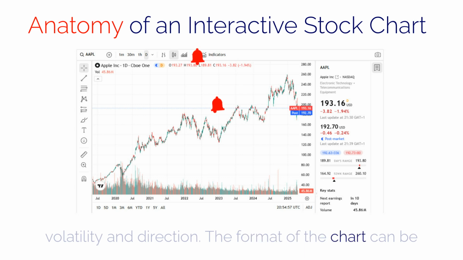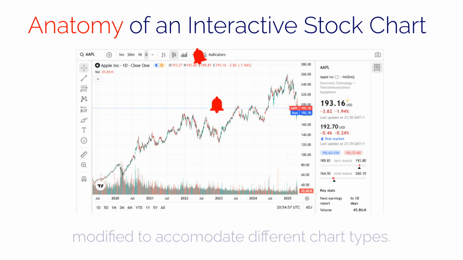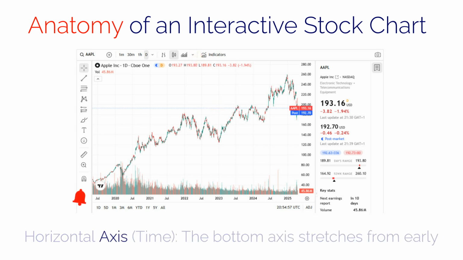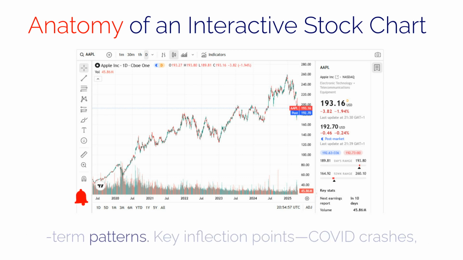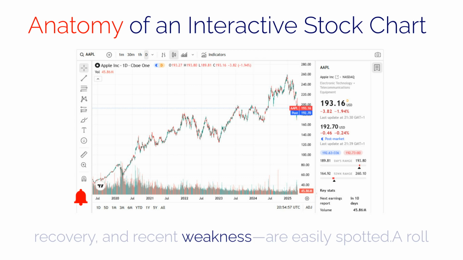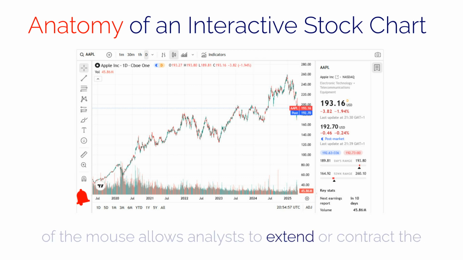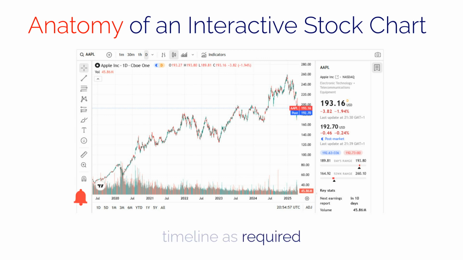The format of the chart can be modified to accommodate different chart types. Horizontal axis, time. The bottom axis stretches from early 2019 to 2025, enabling analysts to examine short and long-term patterns. Key inflection points, COVID crashes, recovery, and recent weakness are easily spotted. A roll of the mouse allows analysts to extend or contract the timeline as required.